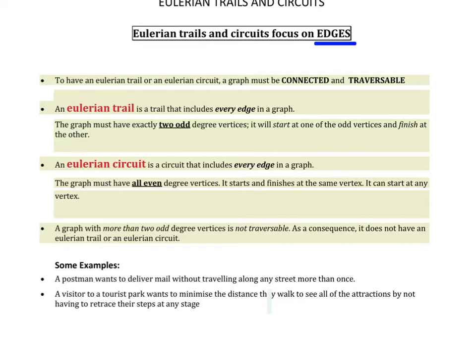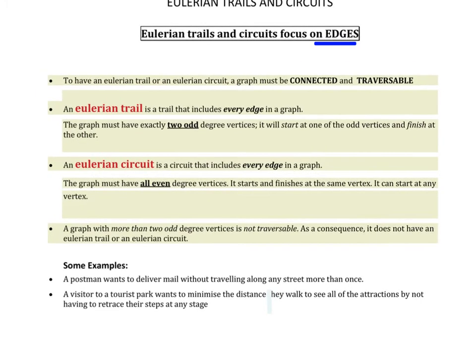Now in the last topic where we were looking at a traversable graph, we said first of all it had to be connected and traversable. So if it's connected and traversable, then we can start talking about Euler, because Euler deals with all of the edges. Now a trail starts and finishes at a different spot, but it will use every edge.